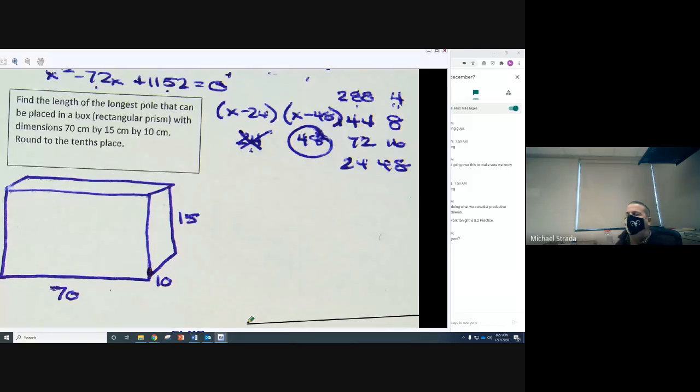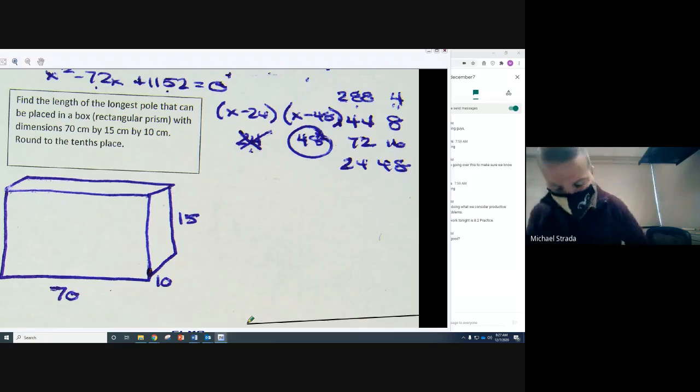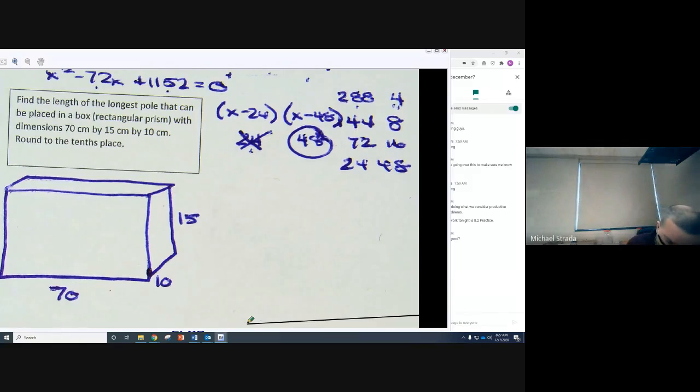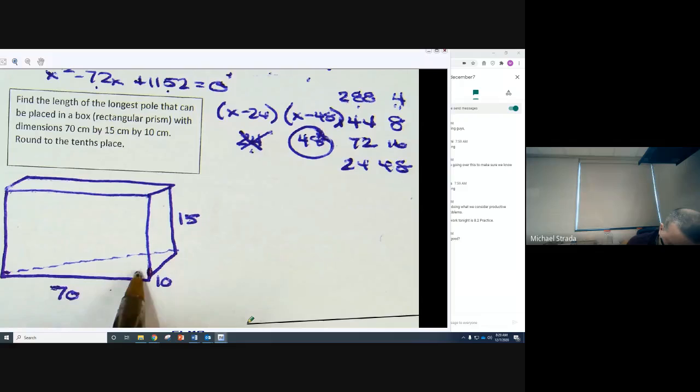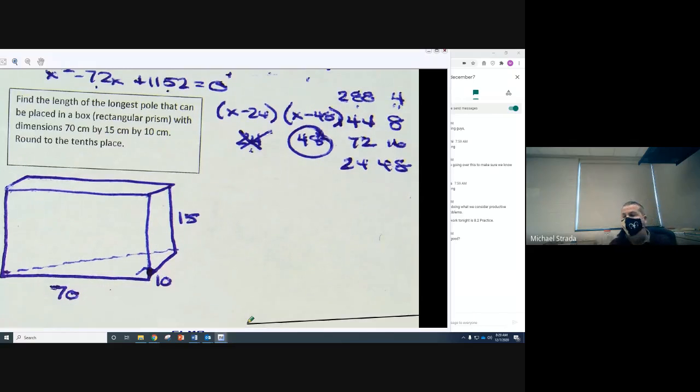So here's the idea. For me to fit the longest pole in a room, it isn't on the floor. It isn't up and down. It's going to go from where? Corner to corner. Does that make sense? We're talking about a three-dimensional Pythagorean theorem problem. So basically, in order to figure this out, the first thing I do is figure out the diagonal of the floor.